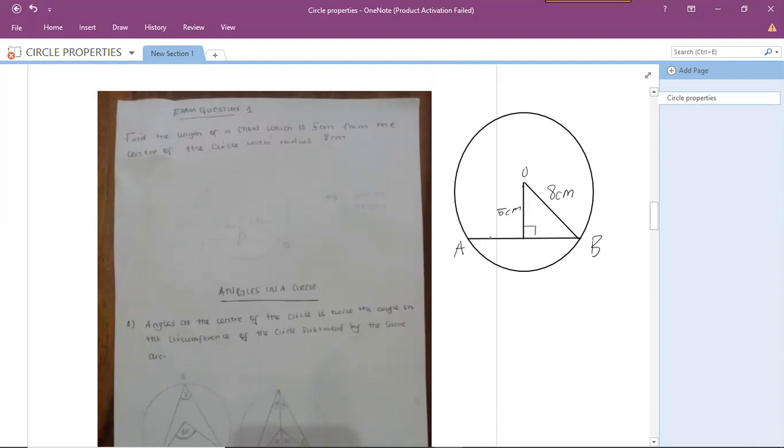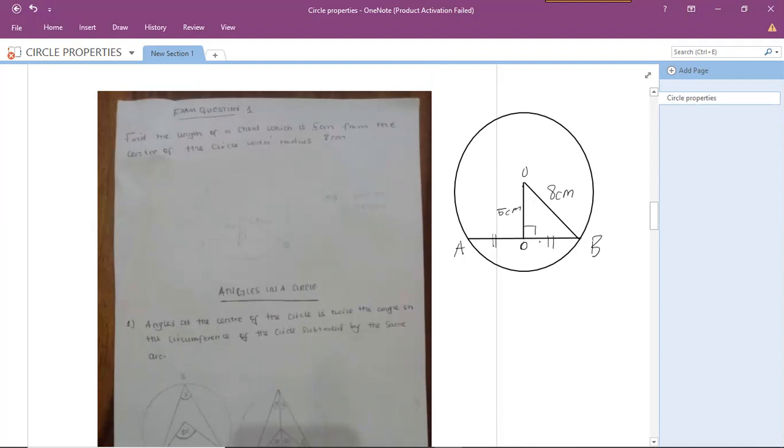This line here from the center of the circle, perpendicular to the chord, bisects the chord, meaning the distance from A to the center is the same distance as from the center to B. So the distance AO is the same distance as OB. So if I have enough information just on one part to find the distance OB, then I can multiply that by 2 because I'll know that the distance OB will be the same distance as AO. So for the whole thing, I can either multiply by 2 or I can just add them together.